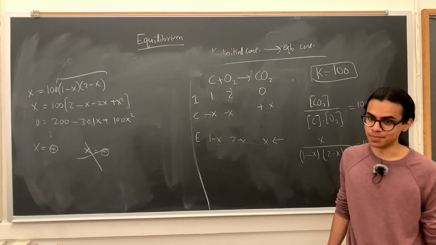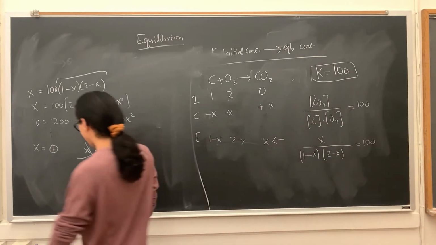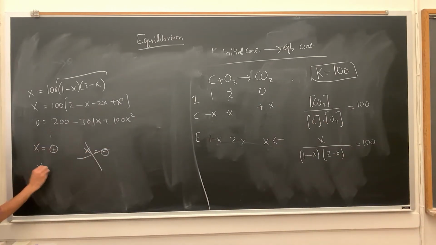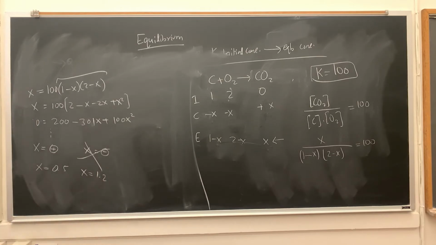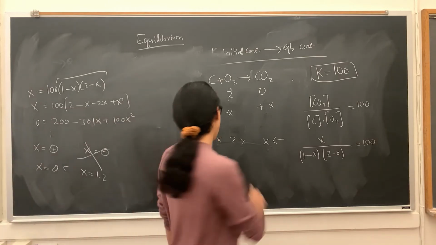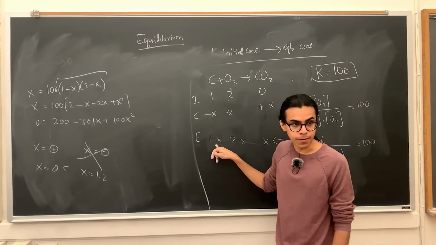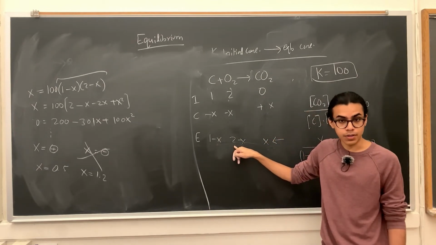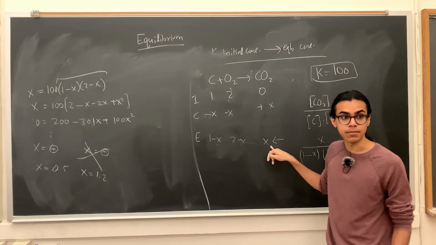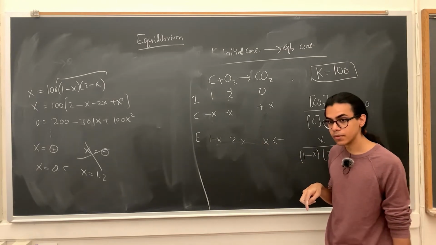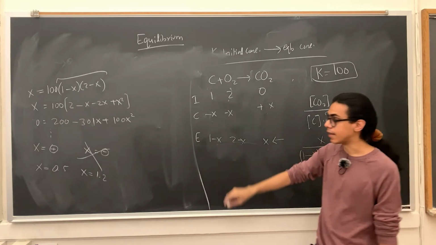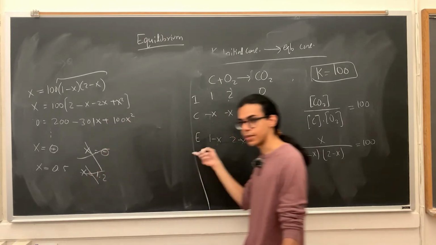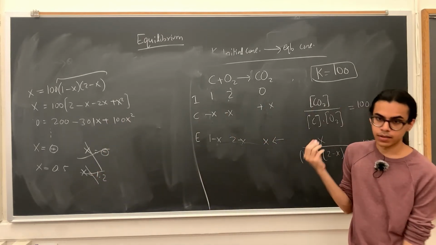Sometimes your quadratic will give you 2 positive values. I'll give you an example. Suppose you got 0.5 and 1.2. What do you do then? If I put 0.5 here, 1 minus 0.5 is 0.5, positive. 2 minus 0.5, also positive. 0.5, also positive. That's good. But look at 1.2. It makes this one negative. 1 minus 1.2 would be negative 0.2. That's a problem. So you always want to do this manual check.